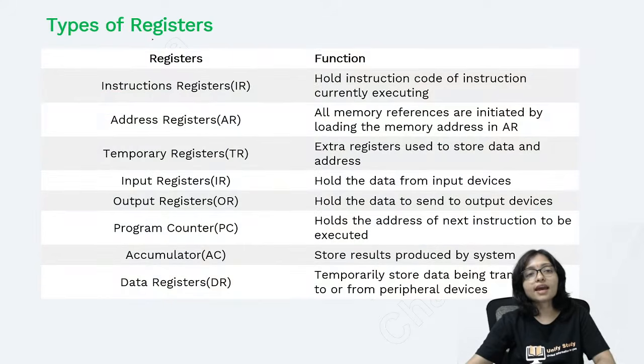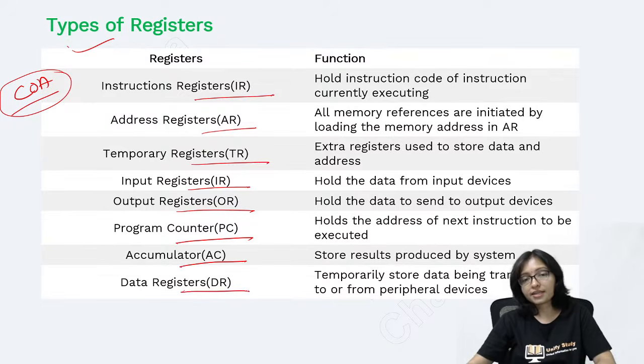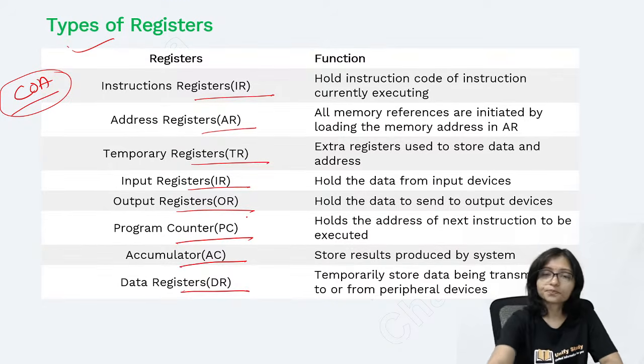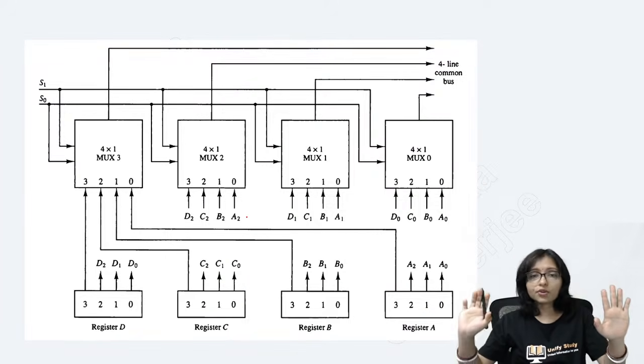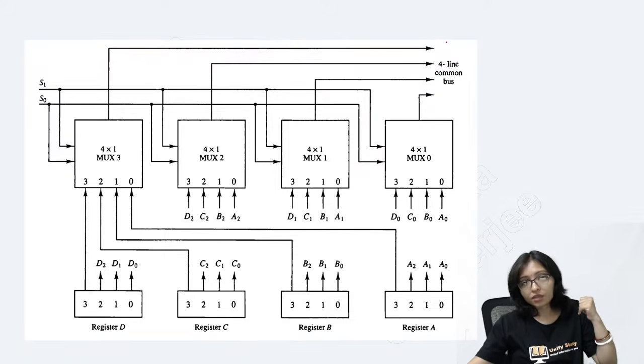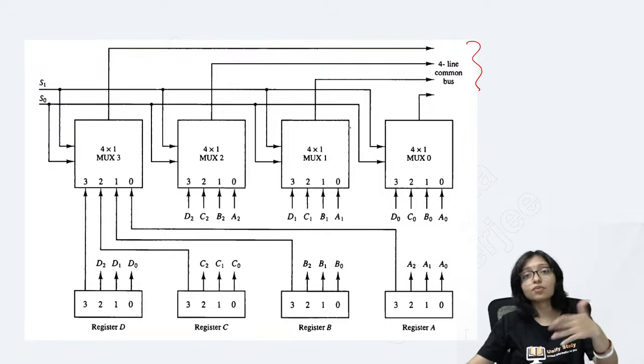Now you can see there are different types of registers that we will learn in computer architecture organization: instruction register, address register, temporary register, input register, output register, program counter, accumulator, data register. Now you can see this is a common bus system. Very carefully understand how the common bus is working. This bus is actually activating everyone. Through this bus only everyone will work.